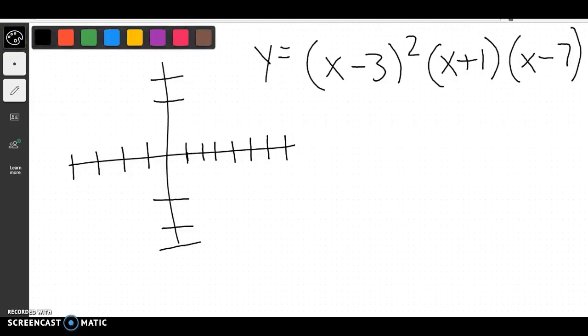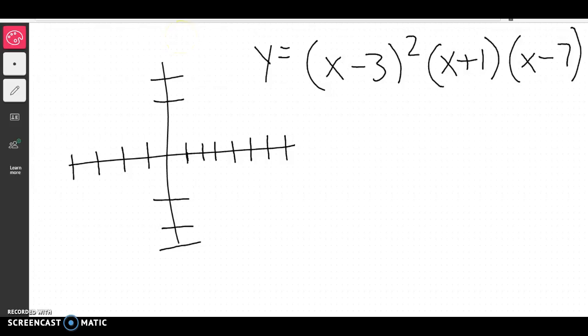The first thing we're going to do is find the zeros, which you should have learned from the last video. Finding its zeros here is pretty easy. This one would be 7. This one would be -1. And this one would be 3 twice. So we found its zeros, and now we can graph them, which is where it crosses the x-axis. So it crosses at 7, at 3, and at -1.